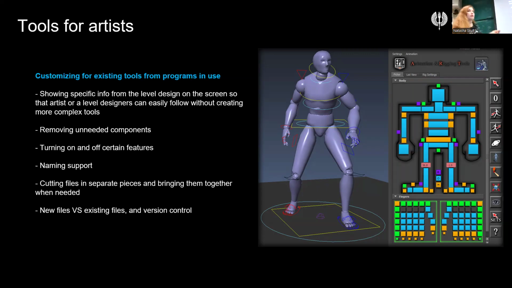So basically, depending what artists would need, showing specific info from the level design on the screen so that artist or level designer can easily follow within creating more complex tools. So everything can be done in there as well. If nothing else, one can even do that certain things are just not going to be even visible if it's not meant to be used, because it can be overwhelming if you think about this. If you enter any software tool and you haven't used it before, and suddenly you have so many things that you don't even know what they are for, but you need one very specific thing.